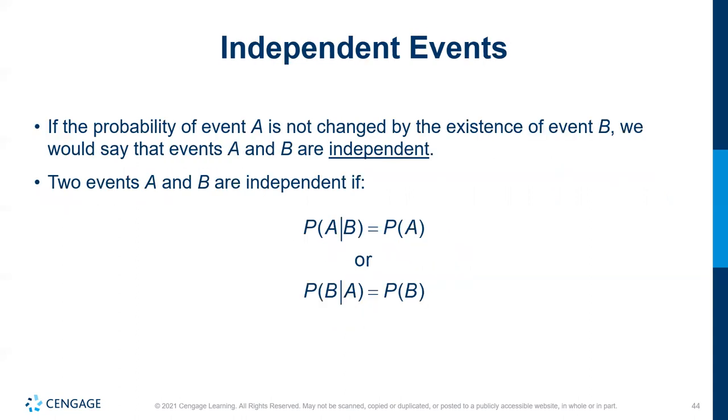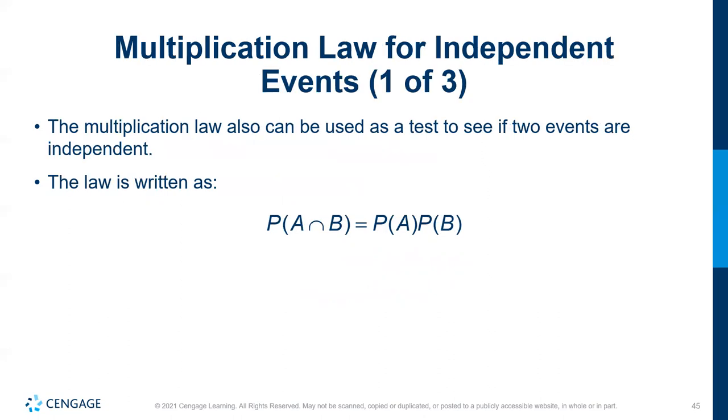We also have independent events. So the probability of event A is not changed by the existence of event B. We would say the two events are independent. So the probability of A given B equals the probability of A, or the probability of B given A equals the probability of B, we would say these are independent. This is not the same as mutually exclusive. Mutually exclusive means if one happens, the other can't. Independent means if one happens, it doesn't affect the outcome of the other. So again, there's a multiplication law for independent events.